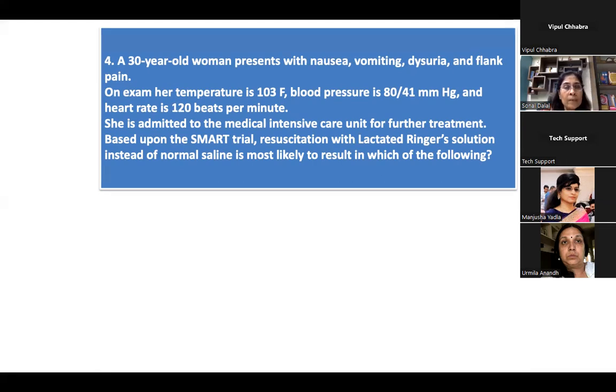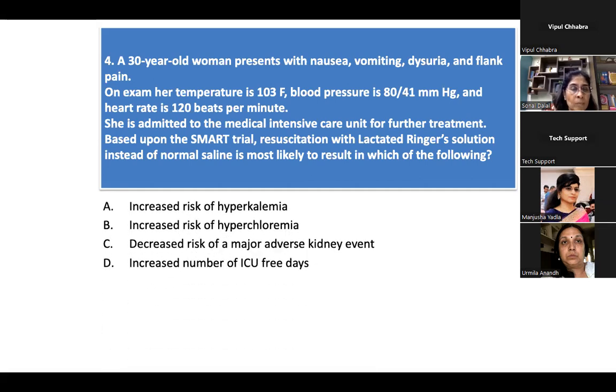Based upon the SMART trial, resuscitation with Ringer's lactate solution instead of normal saline is most likely to result in which of the following? Option A, increased risk of hyperkalemia. Option B, increased risk of hyperchloremia. Option C, decreased risk of major adverse kidney event. And option D, increased number of ICU free days. Your time starts now.